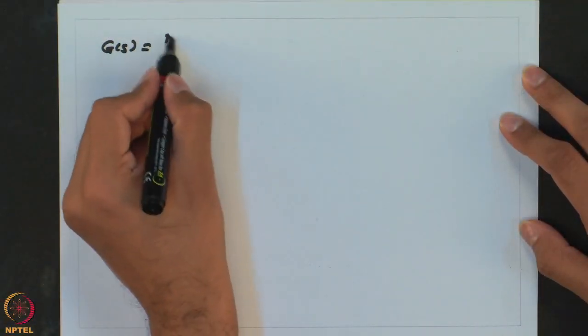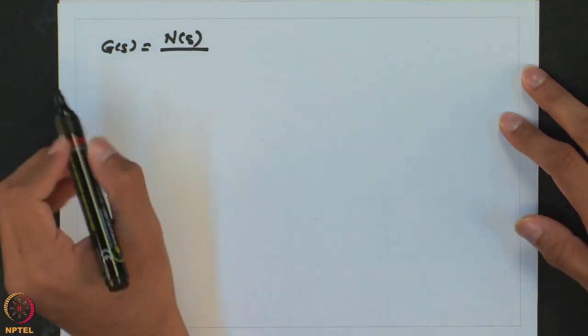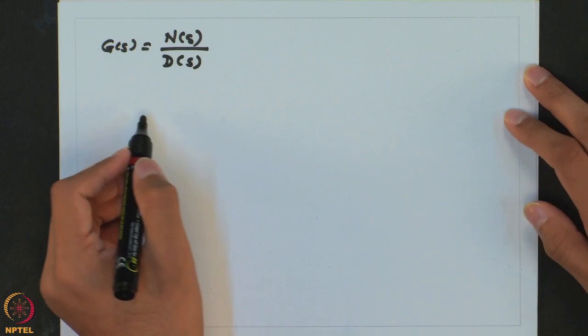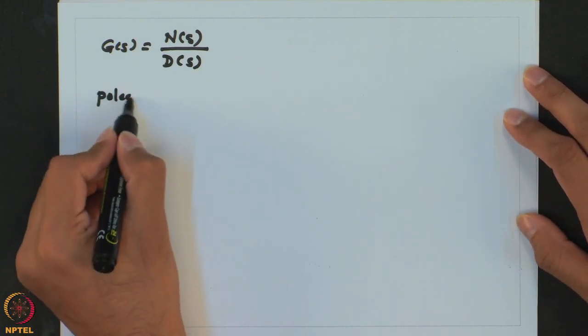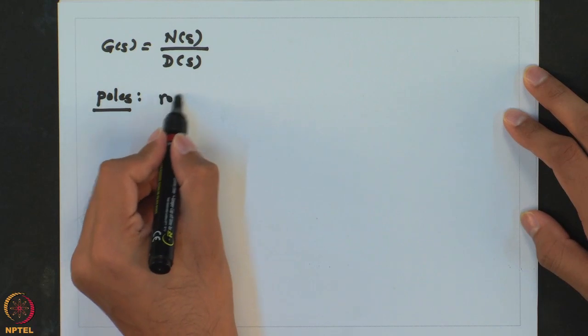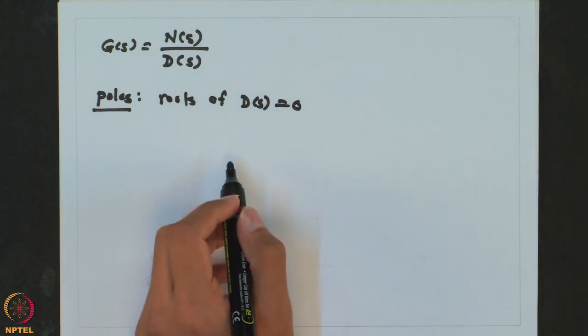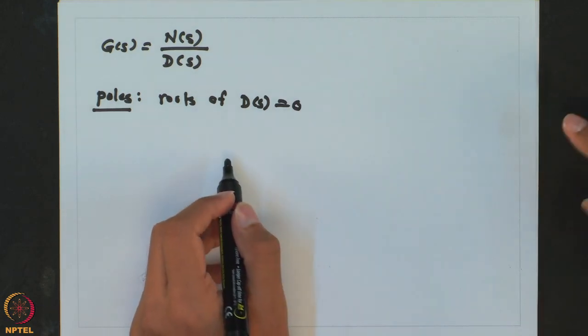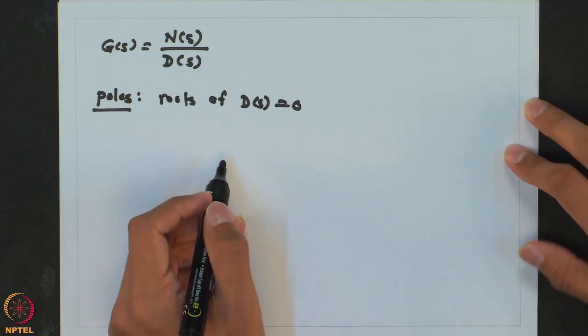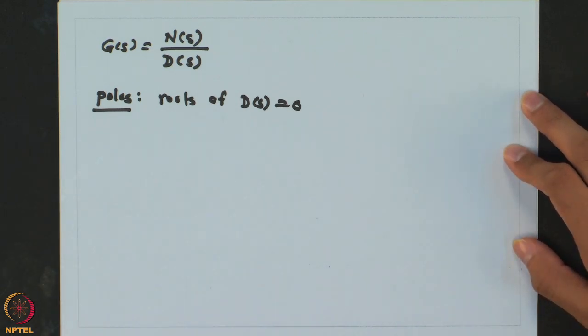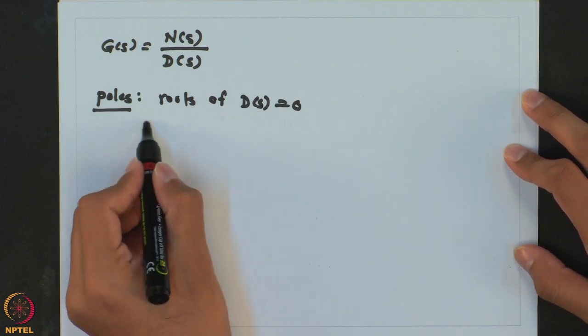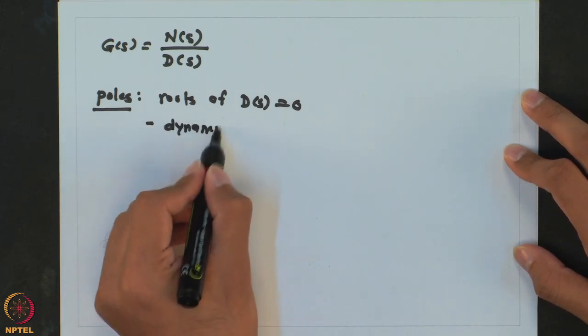In order to analyze these kinds of systems, we define two terms for a transfer function. We write a transfer function as a ratio of two polynomials, N(s) over D(s). We define poles as roots of the equation D(s) equal to 0. So you take the denominator polynomial and equate it to 0, and the roots of that give you the poles of the transfer function, and the poles give the dynamic modes of the process.